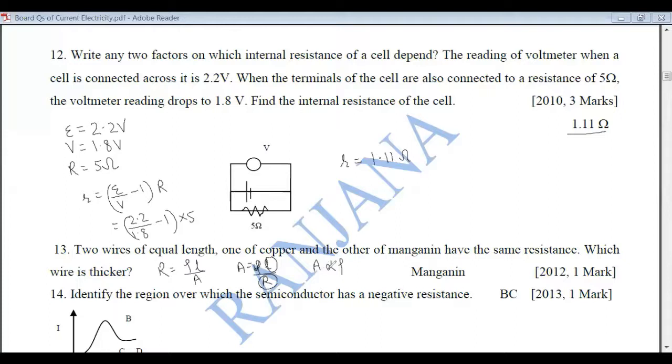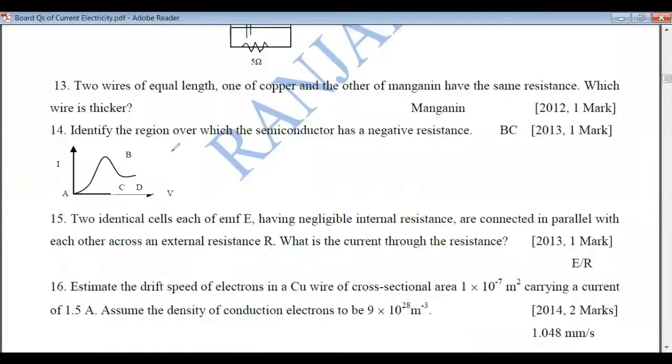So the cross-sectional area of manganese will be more than that of copper. Hence the manganese wire is thicker. Number 14: identify the region over which the semiconductor has a negative resistance.